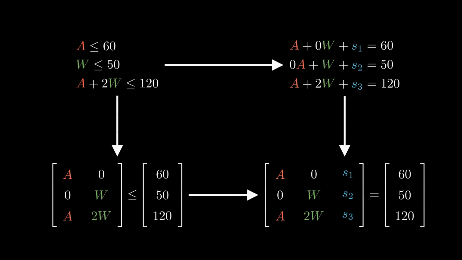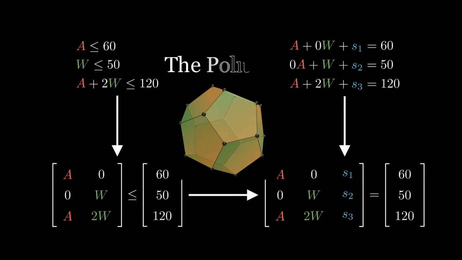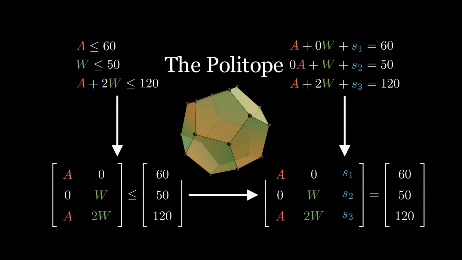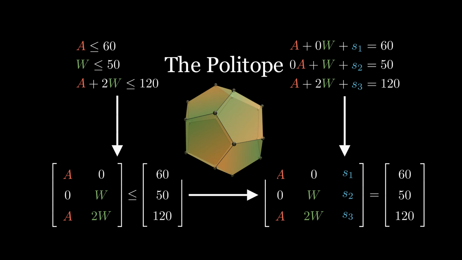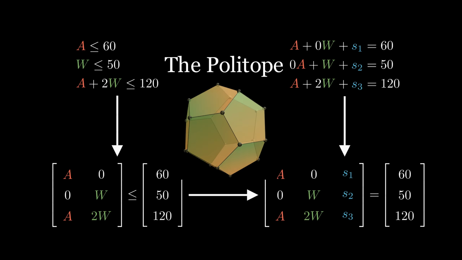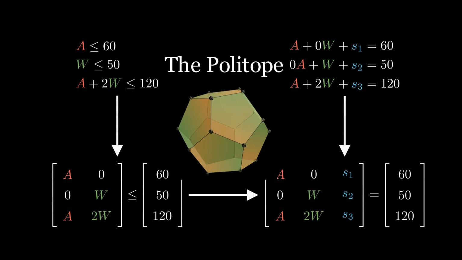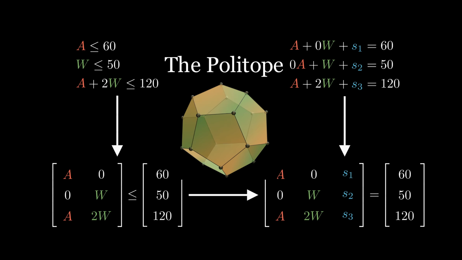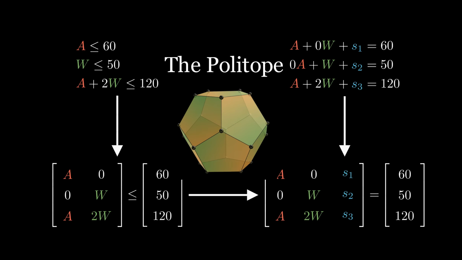Now we get to the key idea of the simplex algorithm. Since the cost function is linear, we know that the optimal solution is on an edge of the polytope representing the feasible solutions of our system. In this case, we have a polytope in a 5-dimensional space where each direction represents A, W, S1, S2, and S3.